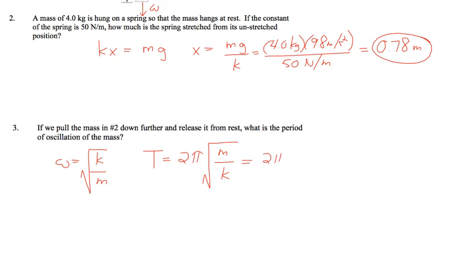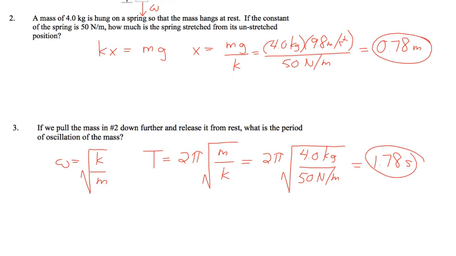So 2 pi square root, the m in the problem was 4 kilograms, and the k in the problem was 50 newtons per meter. You're literally plugging it into the formula. You don't even have to rearrange it. The answer came out to 1.78, and period is measured in seconds. If we replaced the newton with kilogram meters per second squared and did all the cancellation, we would get seconds for our unit.